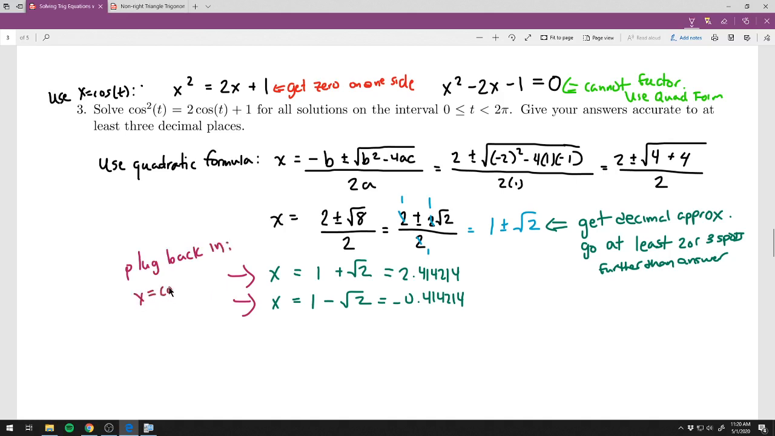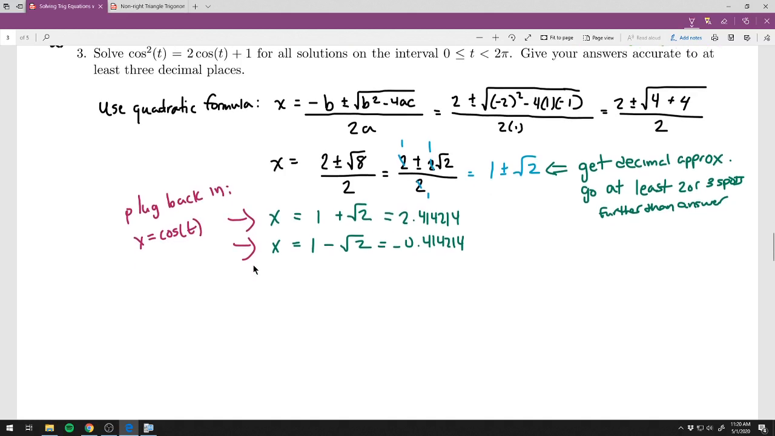X equals cosine of t, because we're not trying to solve for x, we're trying to solve for t. All right, so we have the two equations. I'm going to organize them like we did the last couple of problems and solve them individually. I keep writing x, I'm supposed to write cosine of t. So we're going to have cosine of t equals 2.414. That number.